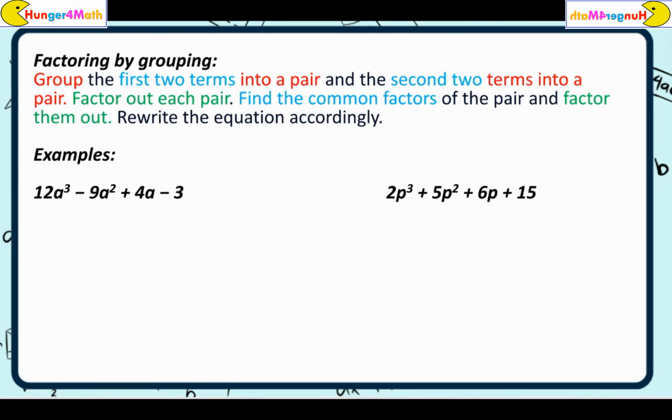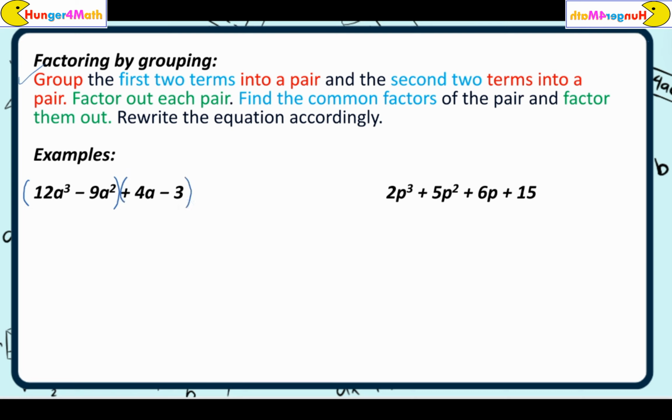Next type of factoring is by grouping. To do that, group the first two terms into a pair and the second two terms into a pair. Factor out each pair, then find the common factors of the pair and factor them out. Rewrite the equation accordingly. So for the first example, we have 12a cubed minus 9a squared plus 4a minus 3. So we're going to pair them, first two and the last two.